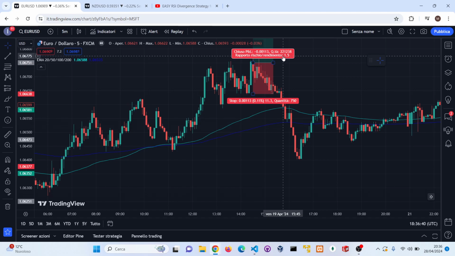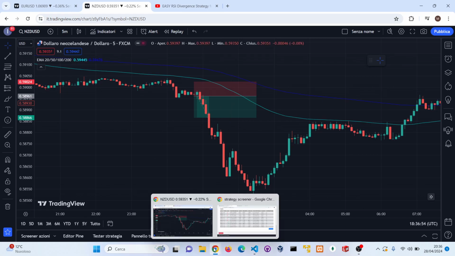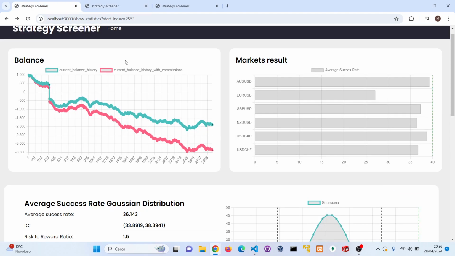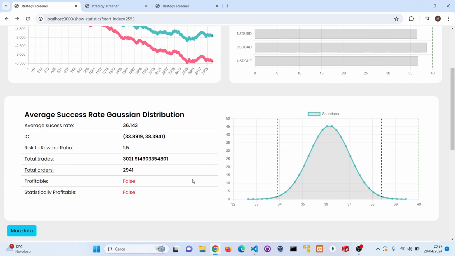Basically, I think I said all about the conditions. They are the opposite for the sell. And here we can see one of them, and it was a success in this case, as my software predicted. Now let's see how it performs. The average success rate is really low, because in order to break even, the strategy must have a 30% average success rate, but in this case it doesn't.